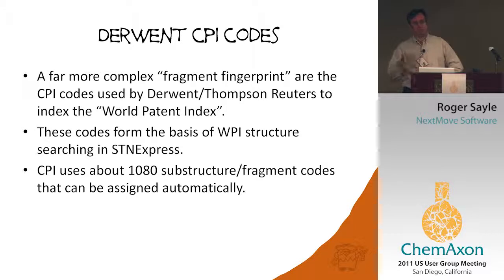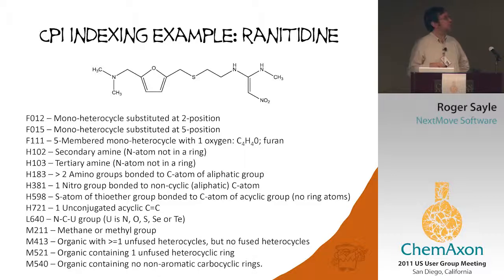But of course, my motivation and rationale for doing this is to tackle the problems that people haven't done in the past. A good example is the use of Thomson Reuters CPI codes. It turns out, if you can handle very small fingerprints efficiently, perhaps we can work on much bigger sets of fingerprints. Effectively, the way that the World Patent Index indexes its database is to assign 1,080 substructure fingerprints to each molecule. Those people who are used to using SDNExpress will realize that molecules like ranitidine end up having all of these bits set manually.